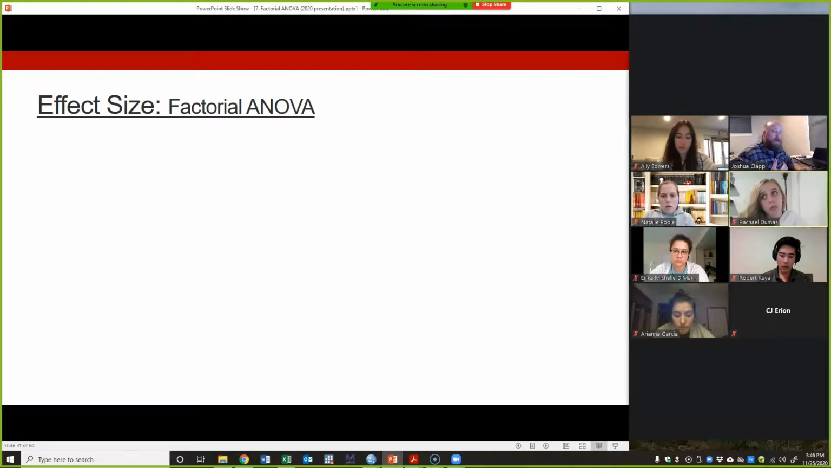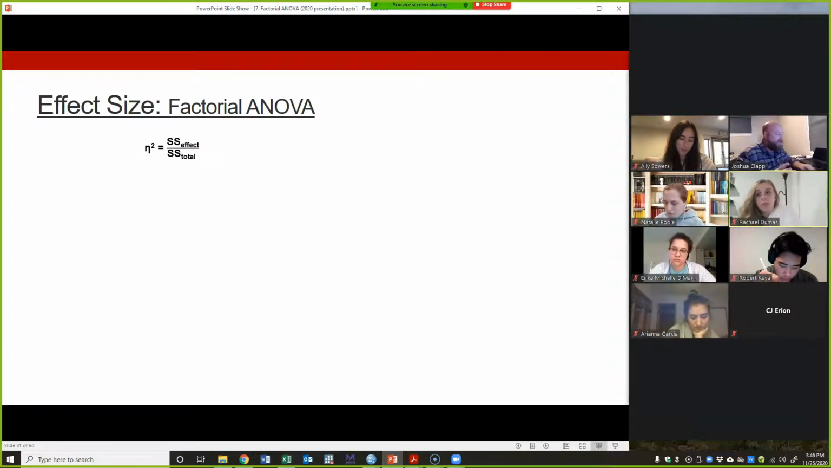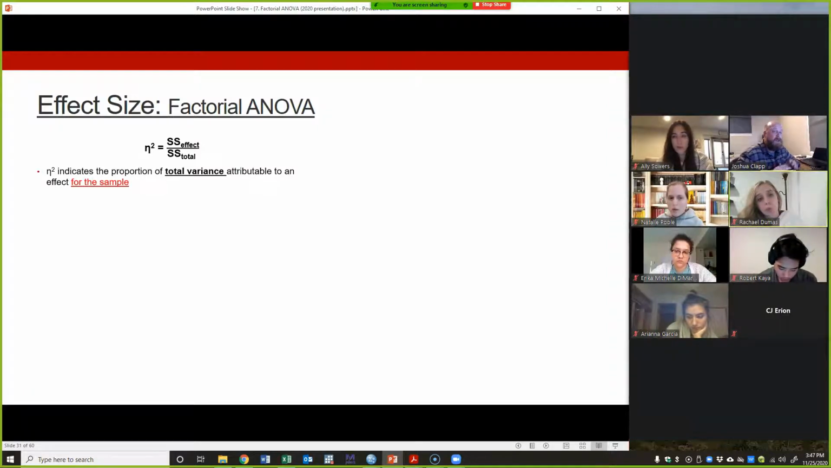Okay. So thinking about effect sizes, right? We've increased our design, and so we've increased the number of possible effects that we could go through and look at. One option that we have is still our eta squared. Eta squared is just the sum of squares of our effect over our sum of squares total, just like it was in our one-way ANOVA. Again, my eta squared is the total variance attributable to an effect for this sample. Remember that eta squared is a sample statistic. In the data that I'm looking at right now, this is the proportion of total variability in my outcome that's attributable to this specific effect.